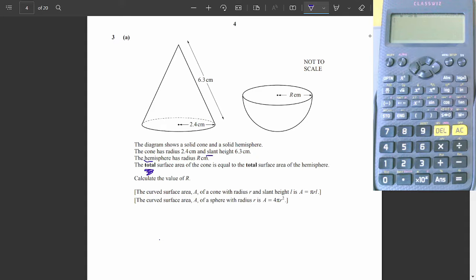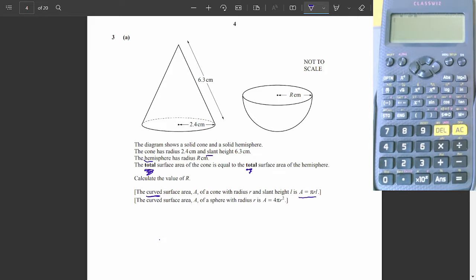The total surface area of the cone is equal to the total surface area of the hemisphere. Calculate the value of R. Right, it's a lot there. It seems difficult. Let's just start with what we've got. We've got this formula here, which is the curved surface area. Look at this difference: curved, total, total, curved. That's where one of the biggest problems lies. Reading the examiner's report, that's where the most mistakes came in, this difference between curved and total.